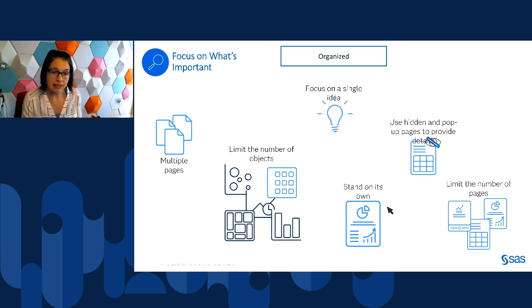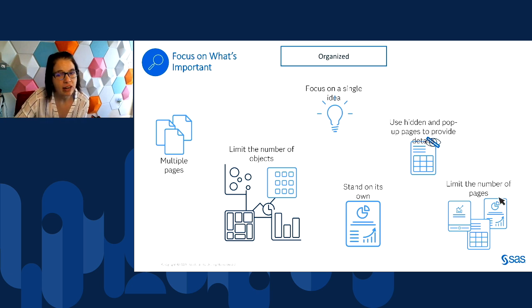A viewer shouldn't be expected to remember something that was presented on one page to understand something that's shown on a different page. You can use hidden and pop-up pages to provide additional details, and we recommend that you limit the number of pages in your report as well. Again, 4 to 6, that includes hidden pages too. If you need more than 7 pages to tell your data story, maybe your data story should be a saga, and it should be represented as multiple reports. And then you can use links between them to get all of the information that your viewers need.